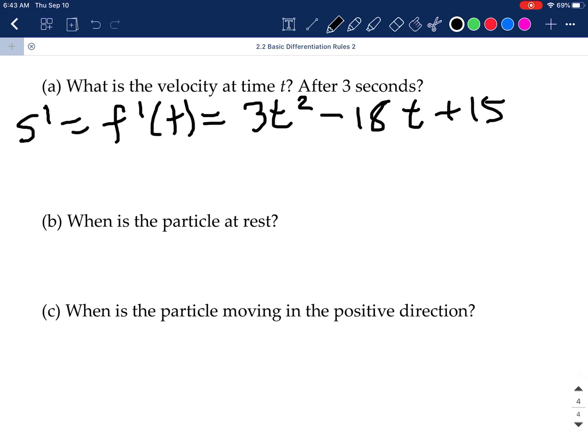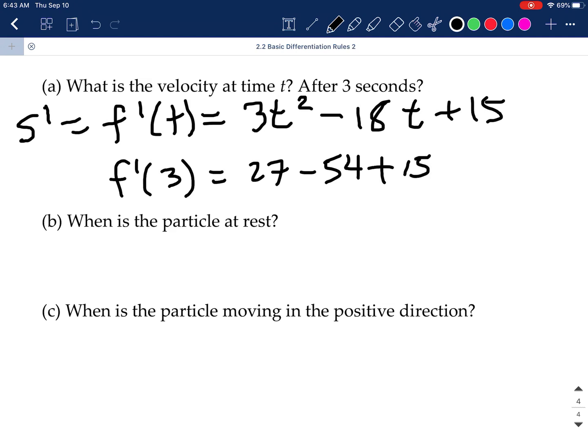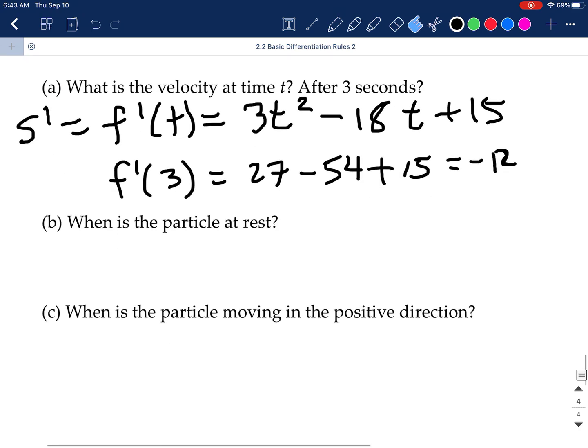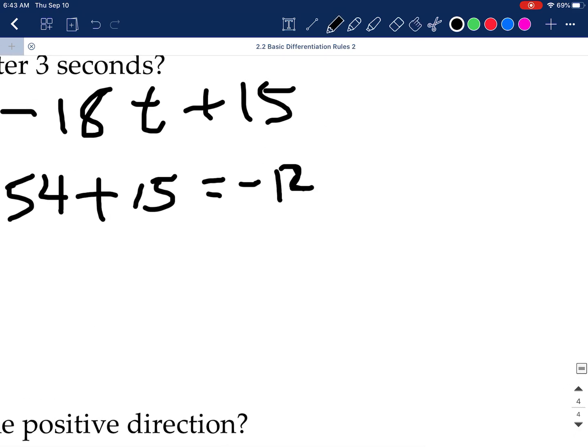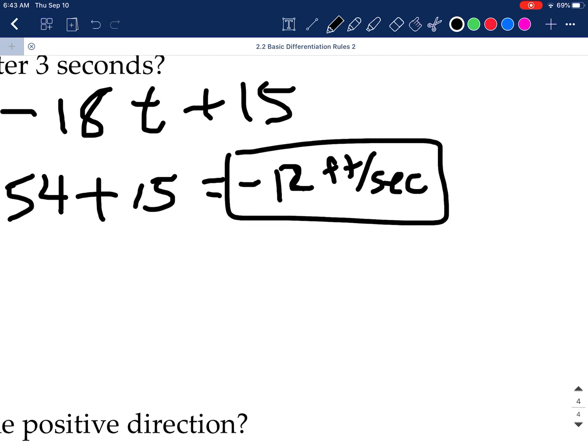So then f prime of 3 would be, let's see, 3 times 9 is 27, minus 18 times 3 is 54, plus 15, so we're going to end up with, let's see, I think negative 12 as our velocity. Seconds and feet are our measurements, so this is going to be feet per second, so negative 12 feet per second.